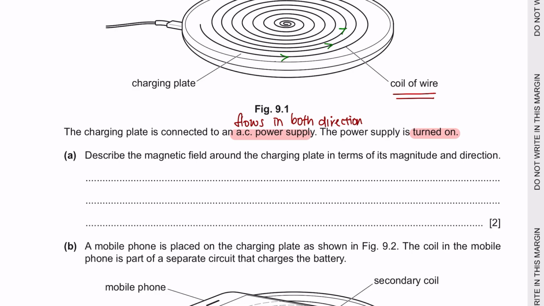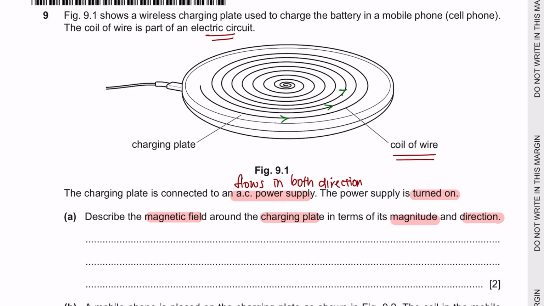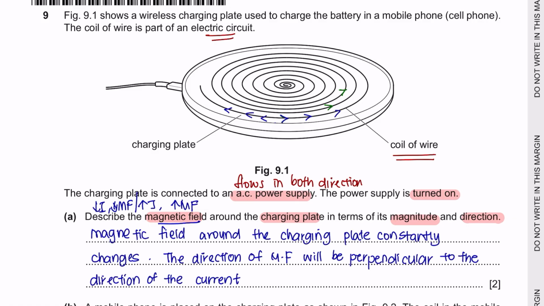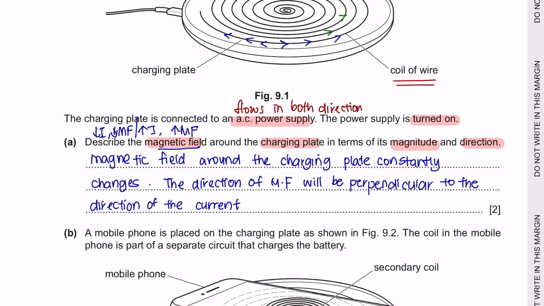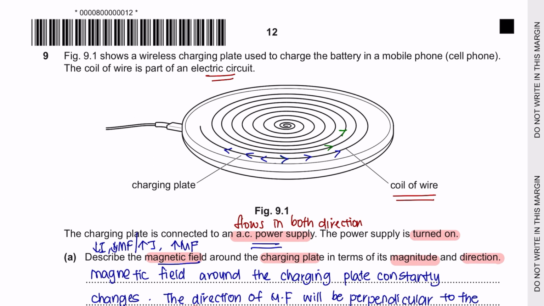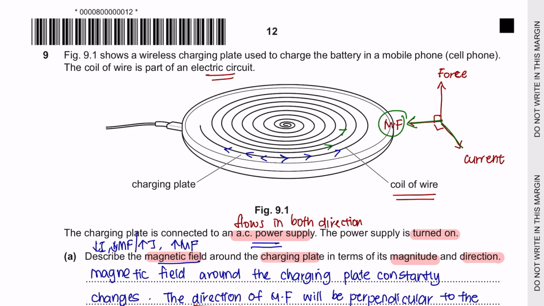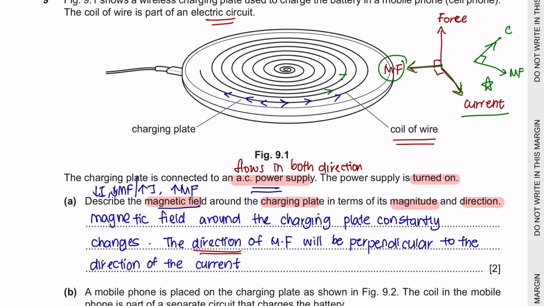Question A. Describe the magnetic field around the charging plate in terms of magnitude and direction. Okay, remember that current influences magnetic field. The higher the current, the higher the magnetic field. The lower the current, the lower the magnetic field. And if the direction of the current is changing, so will the direction of the magnetic field. So we can say that the magnetic field around the charging plate constantly changes since the current is constantly changing. As for the direction, according to your right-hand rule, the direction of magnetic field is perpendicular to the direction of current. So as the flow of current changes, so will the magnetic field.